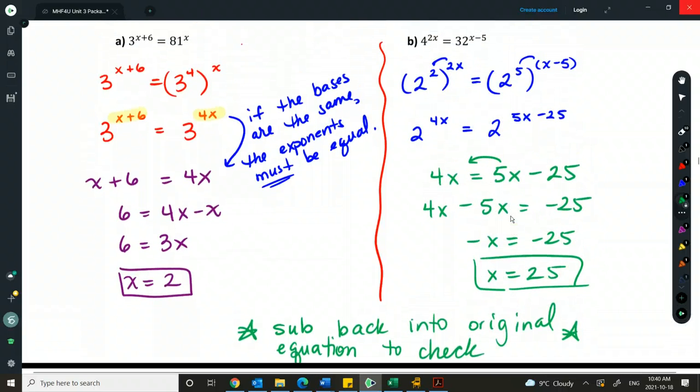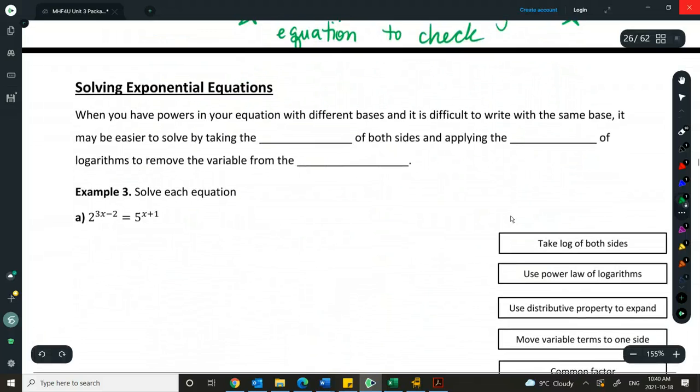Any questions on these two so far? Okay.